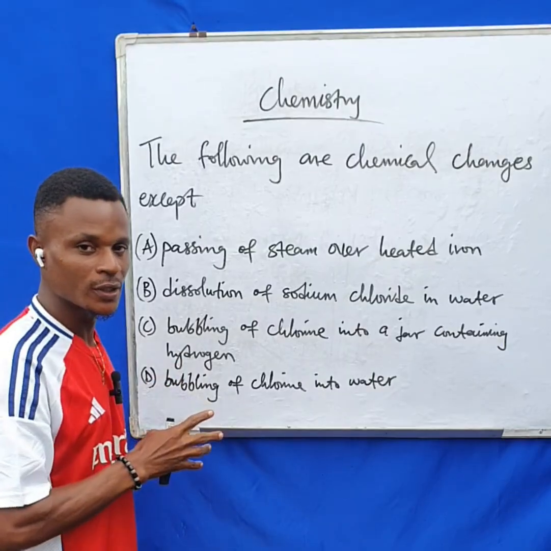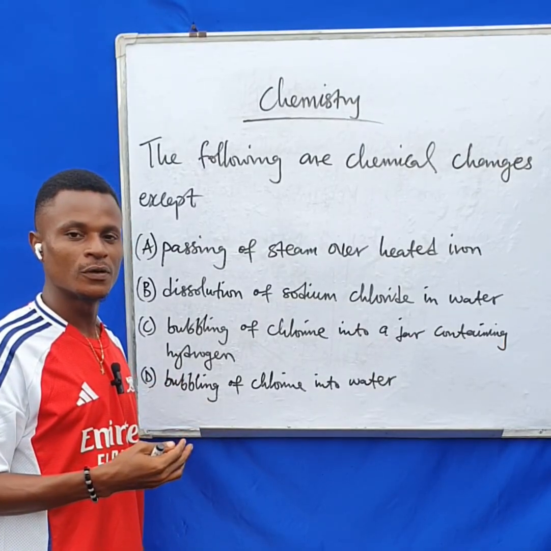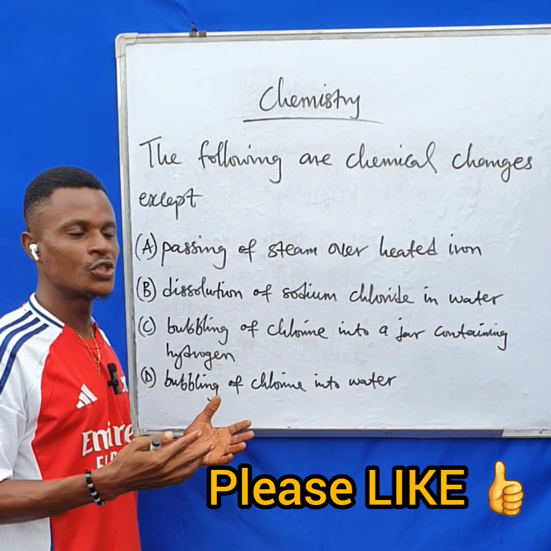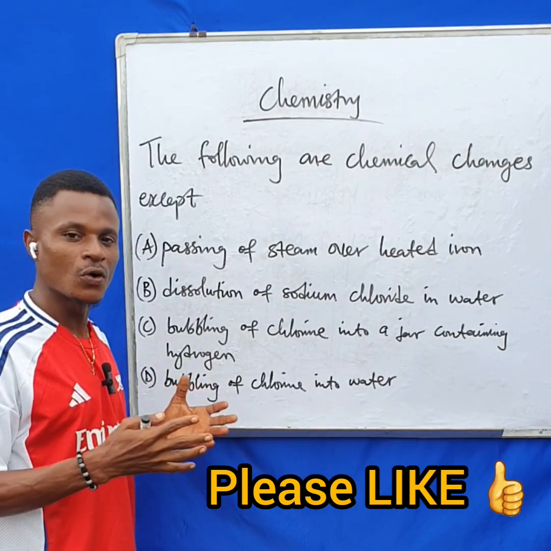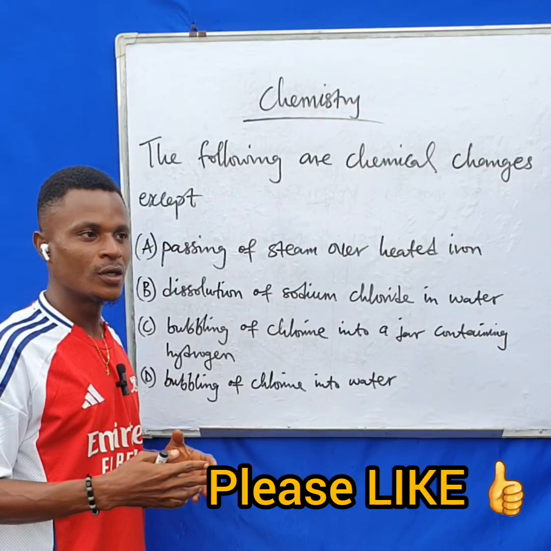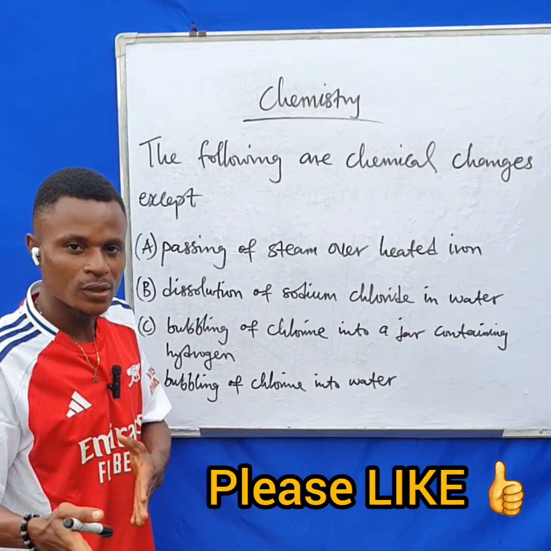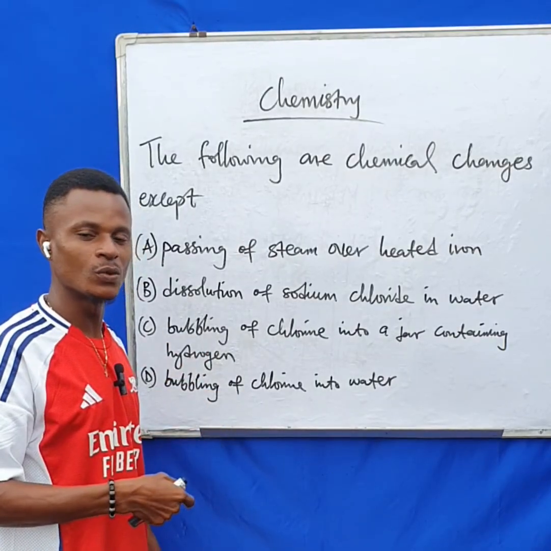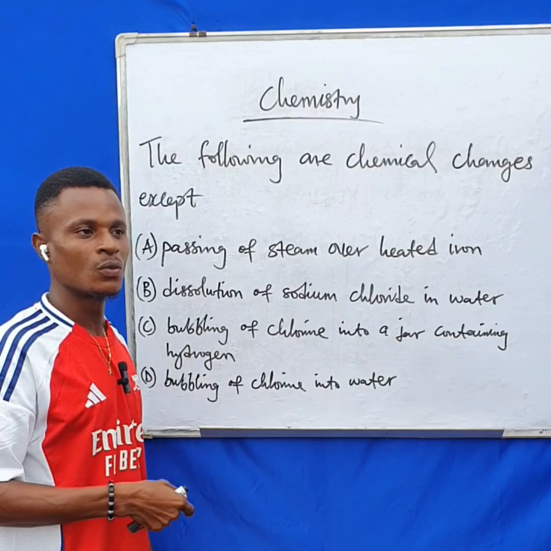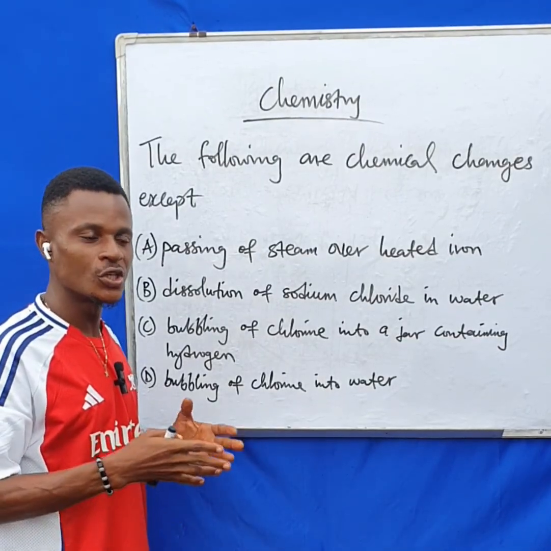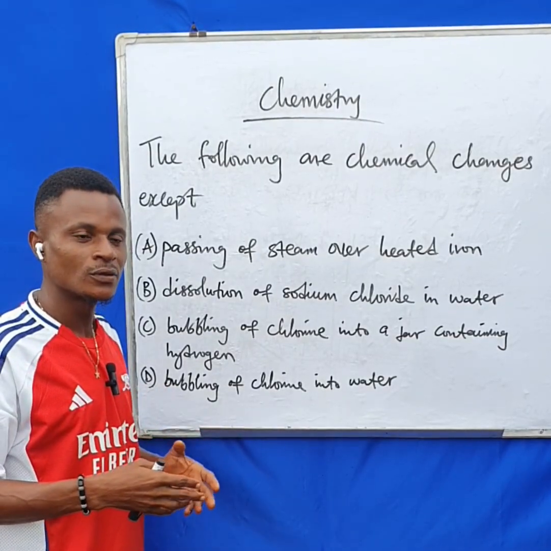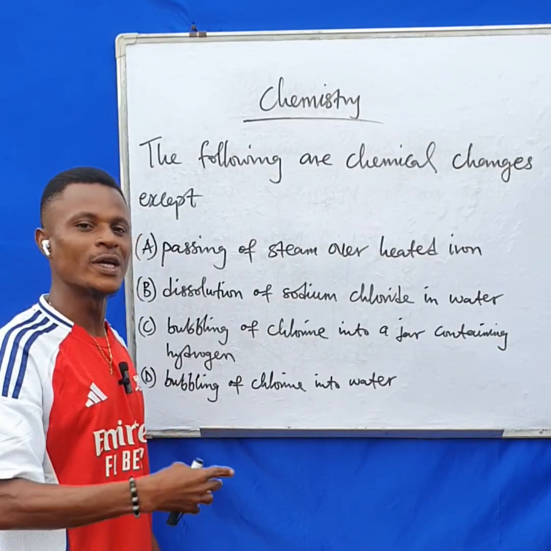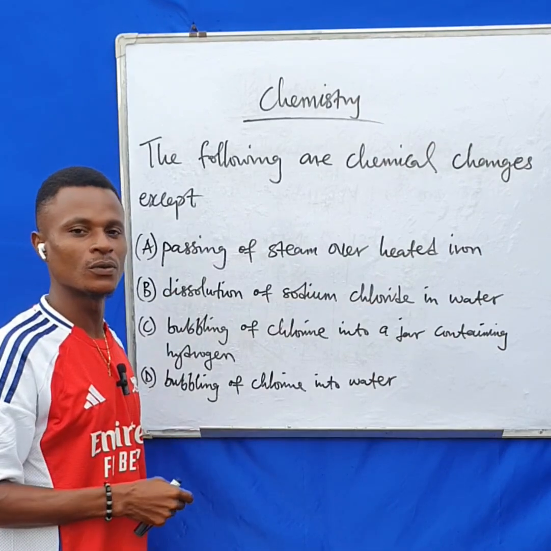To answer this question correctly, you need to know the meaning of physical change and also chemical change. A chemical change is a kind of change that occurs to a substance in which a new substance will be formed, and we cannot reverse back the process to get the original substance the way it was before. While a physical change is a change that occurs to a substance in which no new substance is being formed, and you can reverse the process to get the original substance back the way it was before.